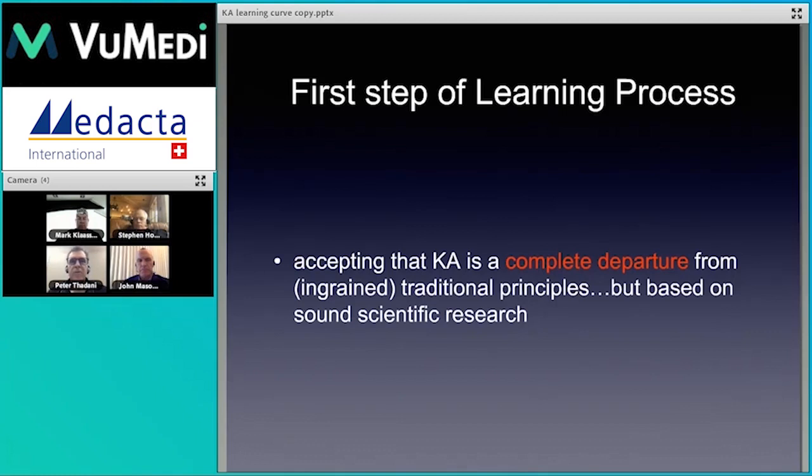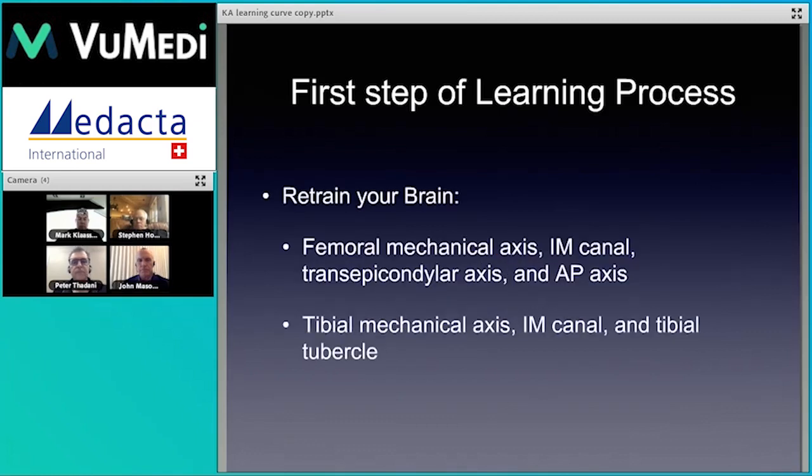So why with a total knee do you cut the bones and then force the soft tissues, the ligaments, to fit the bone cuts? To me, this seems much more natural. You're making your bone cuts to align the natural anatomy and to be in harmony with the natural ligamentous sleeve. So I think the first step is a total retraining of the brain.